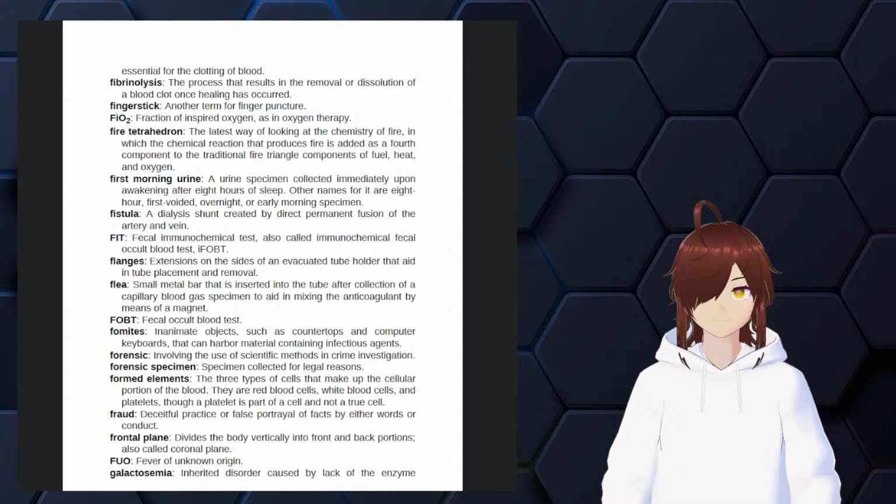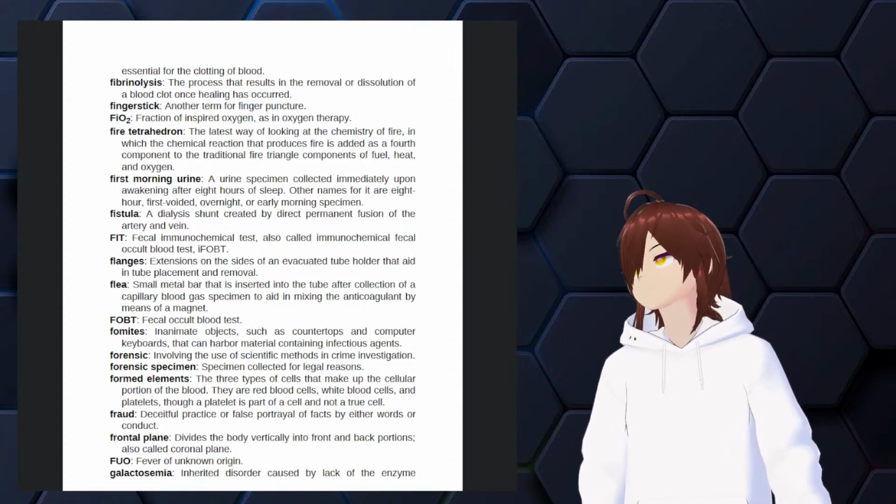FOBT, fecal occult blood test. Fomites, inanimate objects such as a computer that can harbor material containing infectious agents. Forensic, involving the use of scientific methods in crime investigation. Forensic specimen, specimen collected for legal reasons. Formed elements, the three types of cells that make up the cellular portion of the blood. They are red blood cells, white blood cells, and platelets, though a platelet is part of a cell and not a true cell.